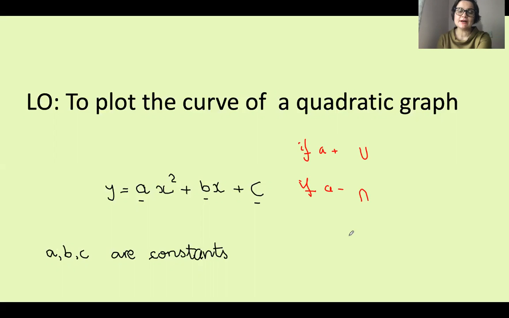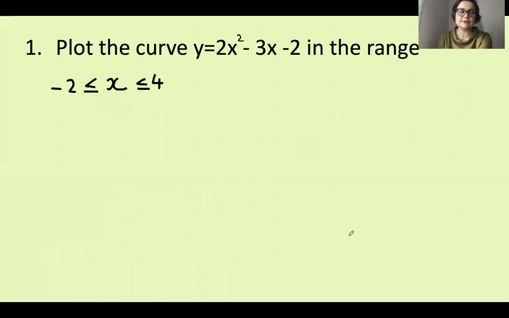Now let's have a look at one example. Plot the curve y equals 2x to the power of 2 minus 3x minus 2 in the range x smaller than or equal to 4, bigger than or equal to minus 2. As you see, the constant a is 2, so it's positive. So the curve or parabola is going to look like this.